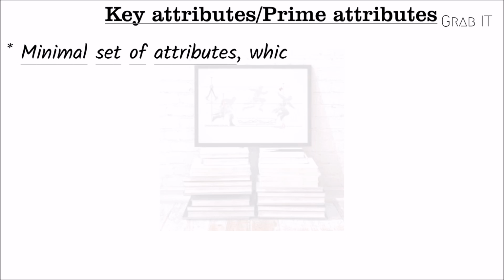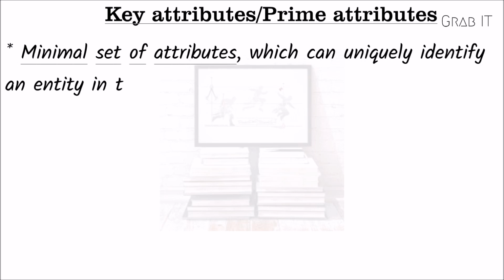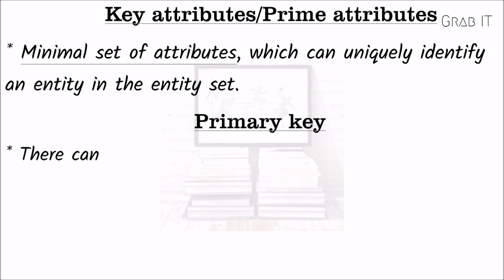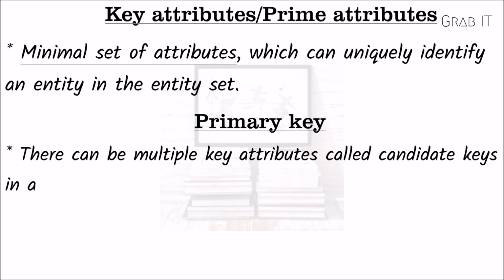Key attributes or prime attributes. A minimal set of attributes which can uniquely identify an entity in the entity set. Primary key. There can be multiple key attributes, called candidate keys, in a single entity. A single candidate key is designated as the primary key.